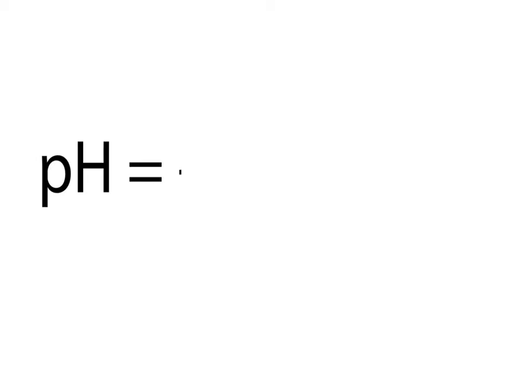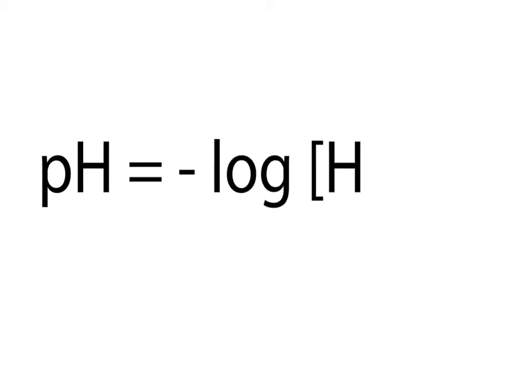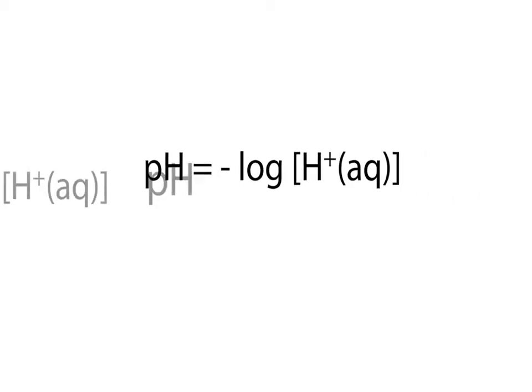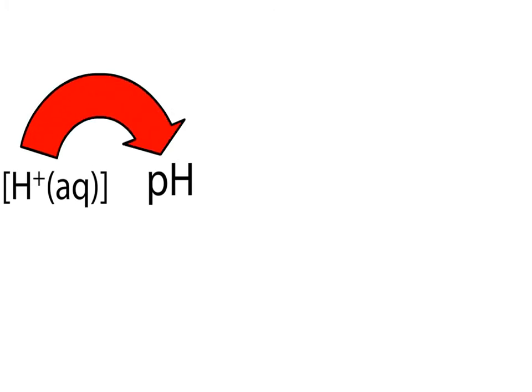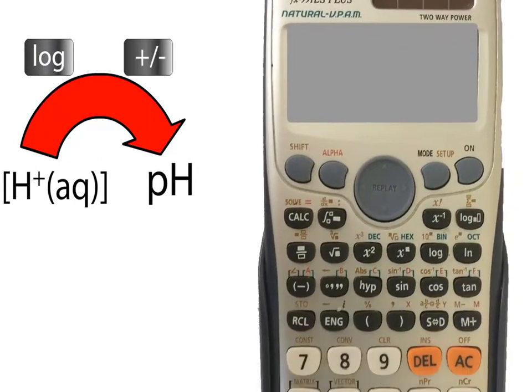pH is defined as the negative of the log to the base 10 of the hydrogen ion concentration. In order to change the hydrogen ion concentration to pH, we first take the log to the base 10 of the hydrogen ion concentration and then change the sign to obtain the pH.